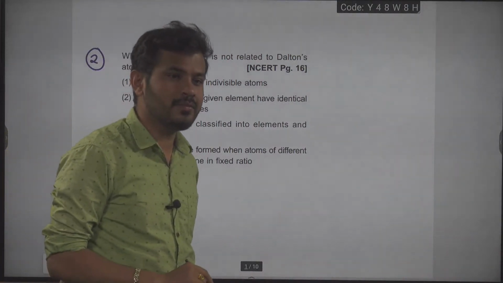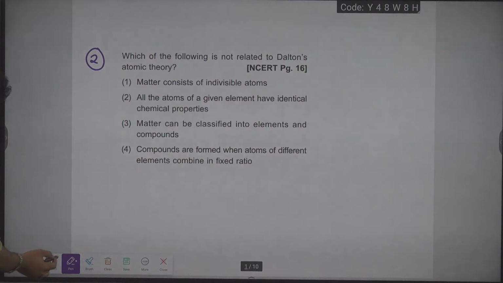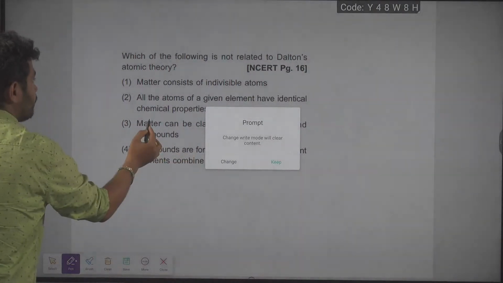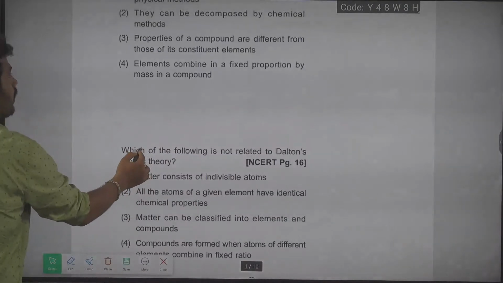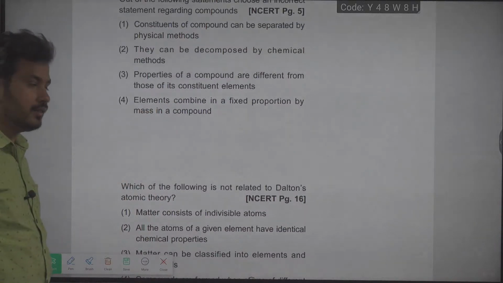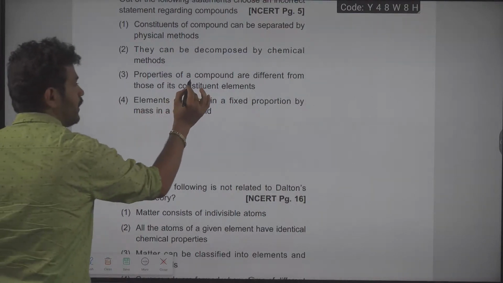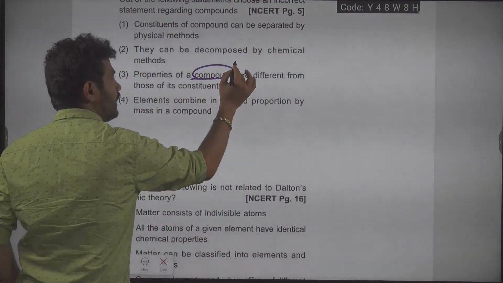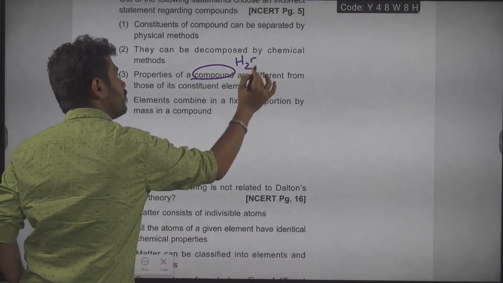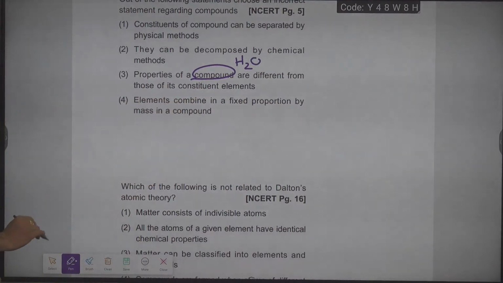Third option, once again explain. Okay. What was the third option? Third option was all about properties of a compound are different from those of its constituent elements. It is very easy, dear. I am talking about a compound. What is the compound? Let us say the compound is H2O. And different from those of its elements.